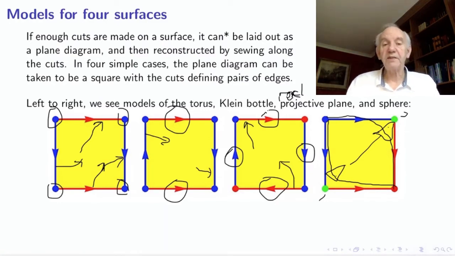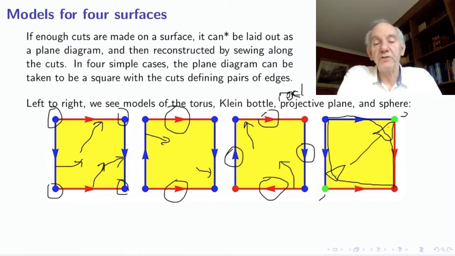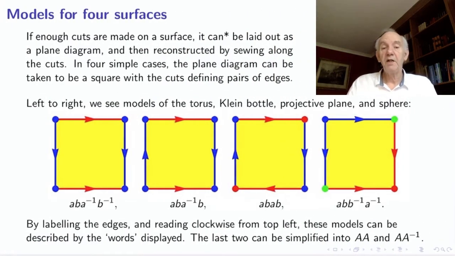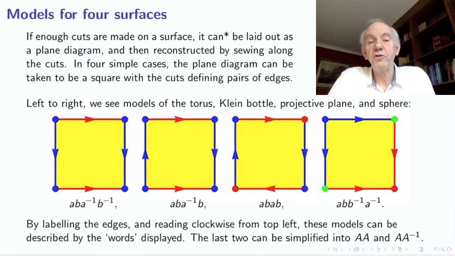Okay, so these are the square models. Now we're going to generalize this to look at much more complicated surfaces. So instead of squares, we're going to have polygons. And that will lead us to prove the classification of surfaces, or establish the classification of surfaces.